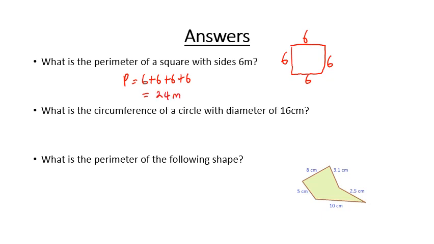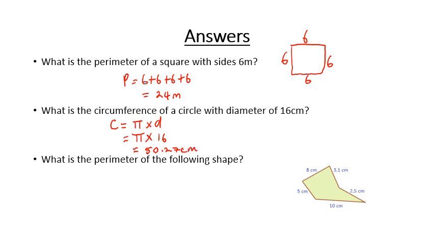Second question, what is the circumference of a circle with a diameter of 16? Now remember that the circumference is pi times d. If we put that into our calculator as pi times 16, we're going to get an answer of 50.27 centimeters. And the last question says, what is the perimeter of the following shape?